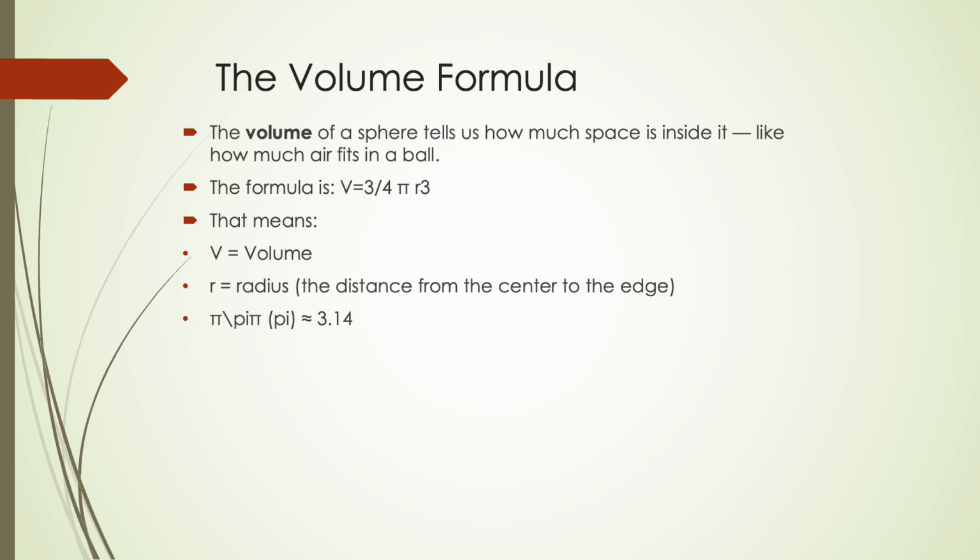So here's the formula for the volume of a sphere. And that this V here is volume. Okay, so how much is inside of it? And then over here, we have the R, and that R means the radius. So the distance, remember the radius is that perfect little spot in the middle, the distance from the center to the outside edge. And then of course we have pi, which for the purpose of this teaching video is 3.14.